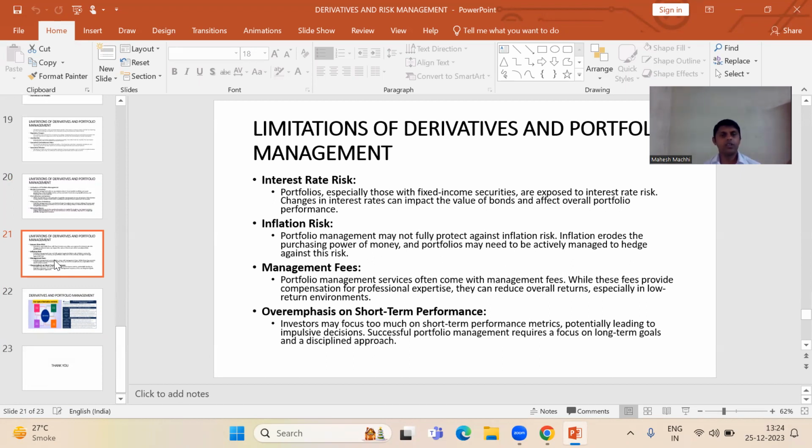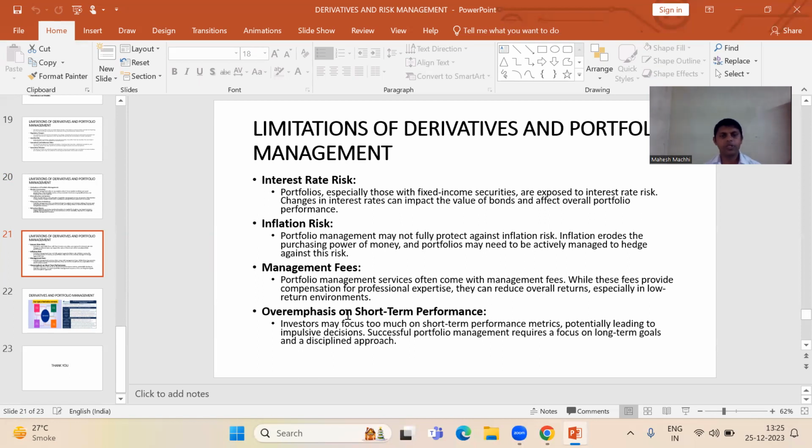Inflation risk. Portfolio management may not fully protect against inflation risk. Inflation erodes the purchasing power of money, and portfolios may need to be actively managed to hedge against this risk.